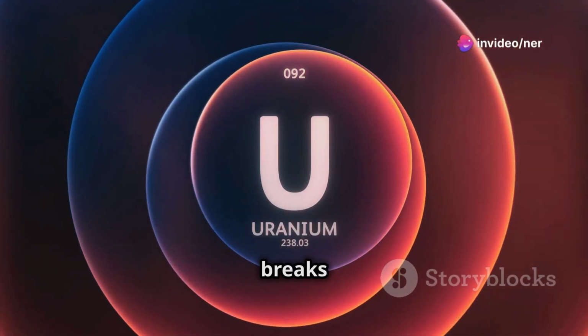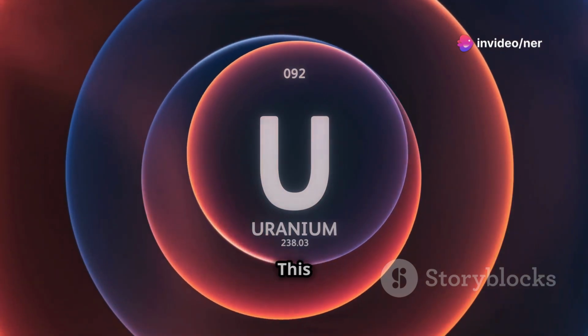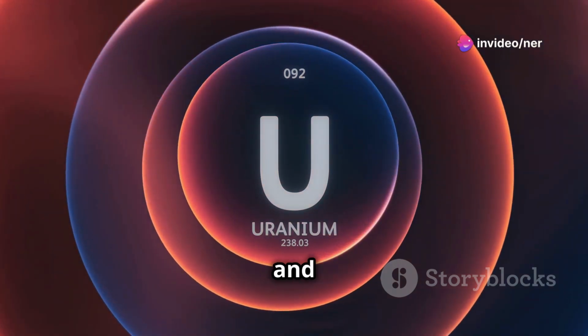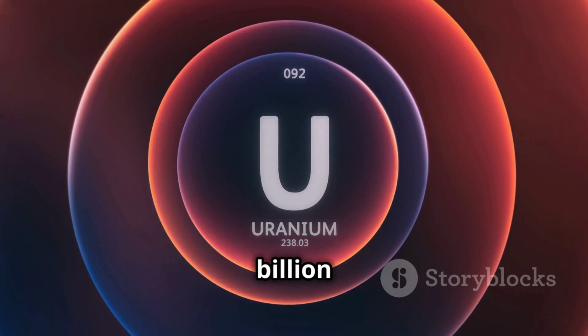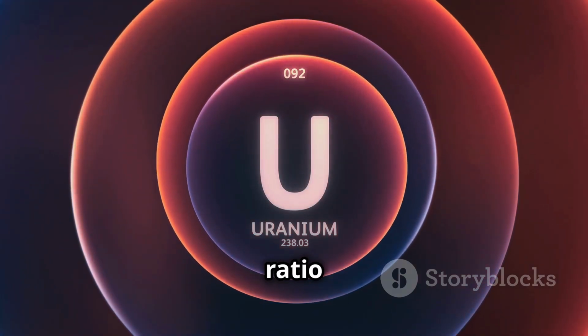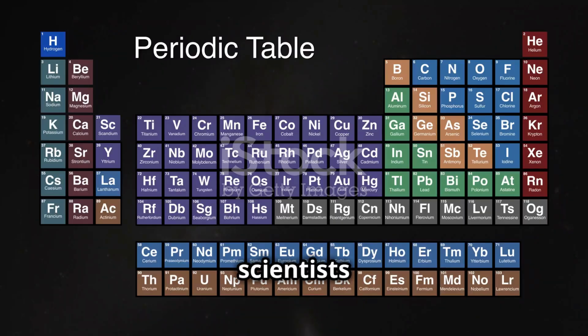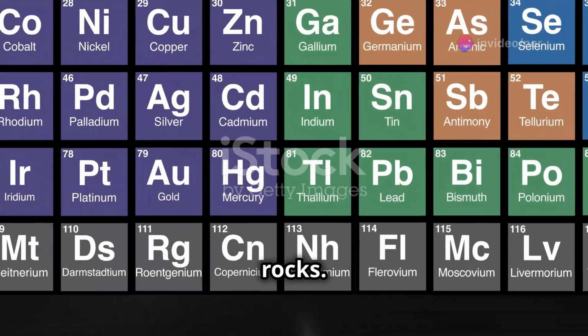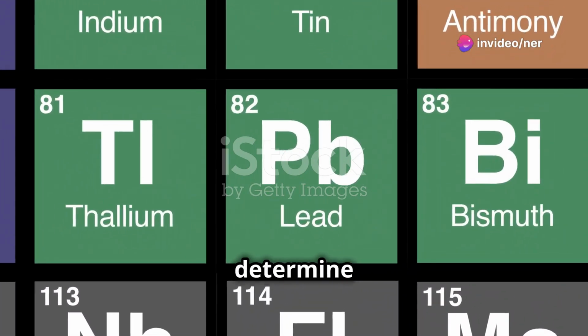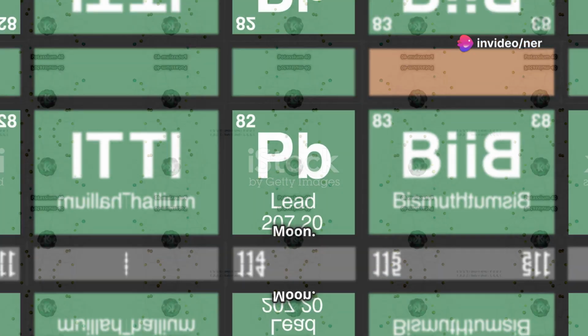Uranium-238 is an isotope that breaks down into lead-206. This process takes billions of years, and it has a half-life of 4.5 billion years. By measuring the ratio of uranium to lead in minerals, scientists can calculate the age of rocks. This method has been used to determine the age of the Earth and the Moon.